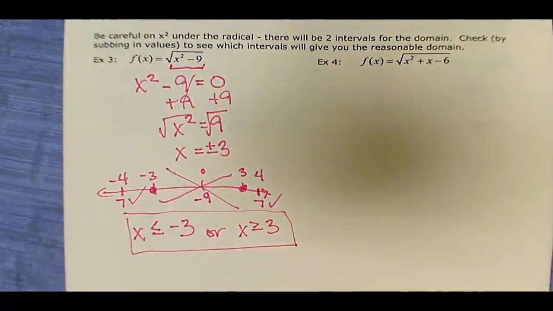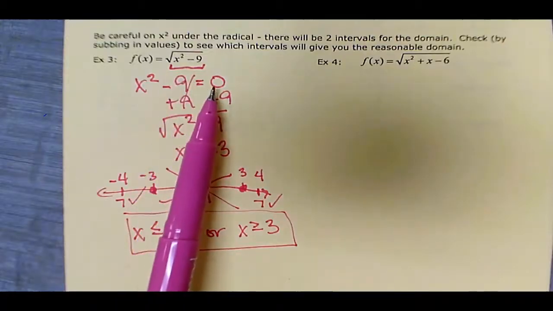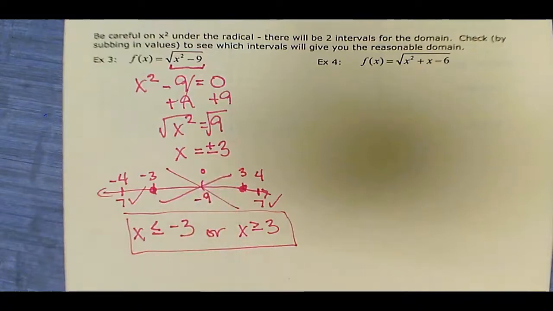So let's try example 4. In the same way that we did example 3, we're going to identify the radicand, set it equal to 0, and we're going to try and solve. We're going to get two different answers because we have this x squared nature going on.